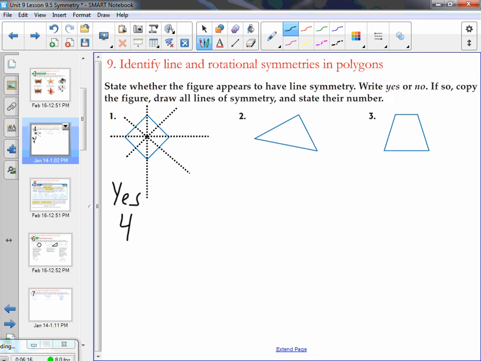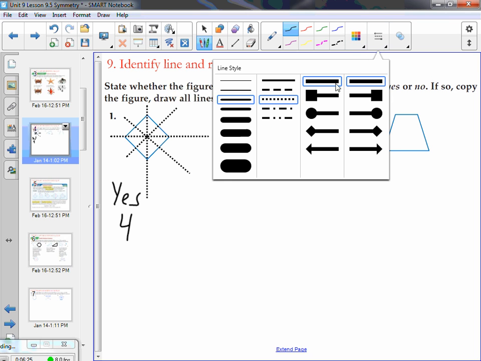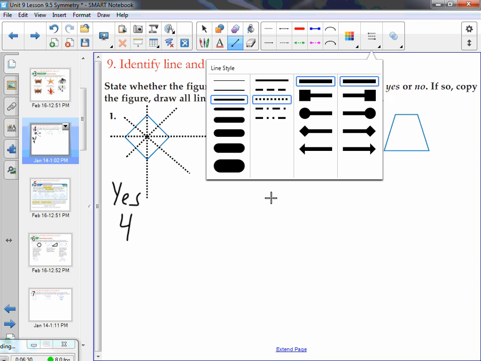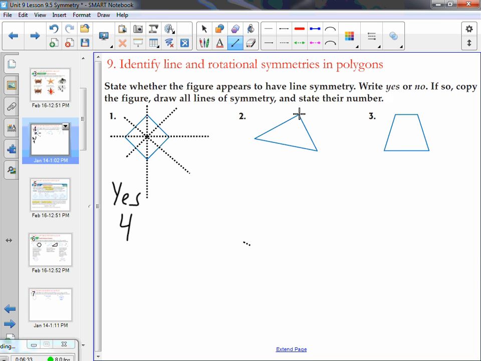What about number two? Yeah, maybe. Not sure. Come on, draw my little lines here. All right, maybe like that. Really close, but not quite, is it? Not quite. Okay, so there's no such thing as almost. It's either yes or it's no. Well, this one's no. And since it's no, there are no lines of symmetry.